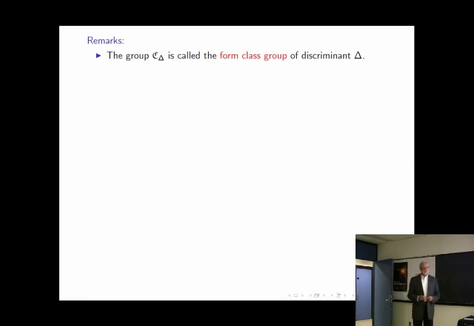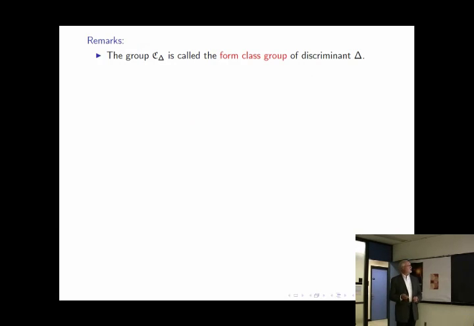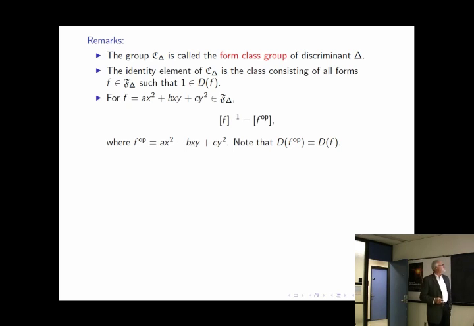Okay, a couple remarks here. This is usually called the form class group of discriminant delta that we constructed here. The elements are these equivalence classes under SL2Z equivalence, and the operation is this one that I've just described as induced by the composition operation. Now, two things that will be interesting as we go forward here.